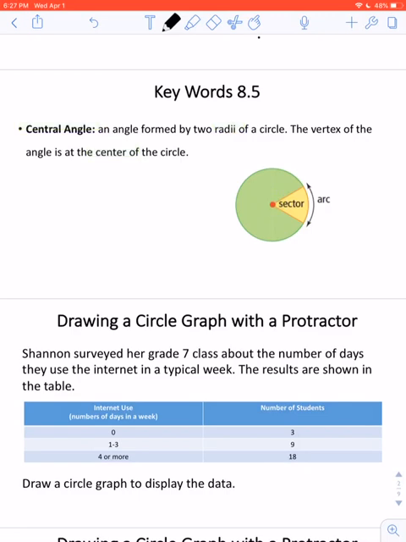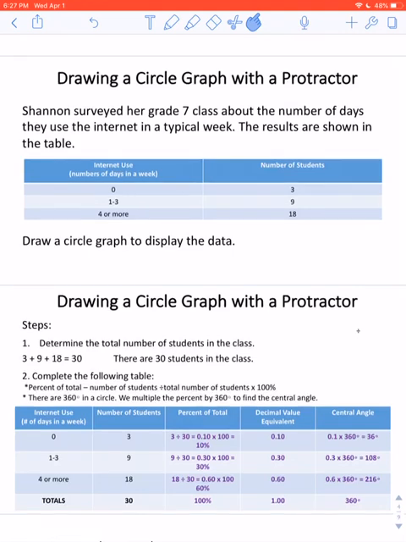Okay, so here we go. Drawing a circle graph with a protractor. Here you can see Shannon surveyed her grade 7 class about the number of days that they use the internet in a typical week. The results are shown in the table. So this would be what would be given to you in a question. You can see the number of students: 3 students use the internet 0 days a week, 9 students 1 to 3, and 18 4 or more. Now it's saying draw a circle graph to display the data. Well, we are not going to do the drawing part, but we are going to figure out how to get that data.